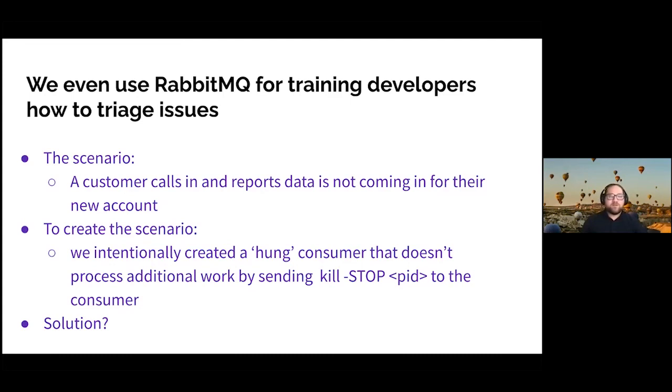We even use RabbitMQ to train developers how to triage issues. The way I do that is we have this training session for new developers, and we'll boot up an ephemeral environment and say that a customer reports that data is not coming in for the new account. And under the hood, I am running a kill stop command for a particular consumer.